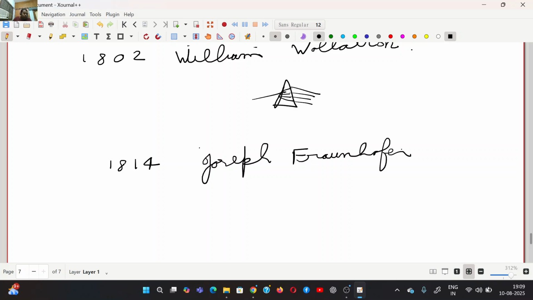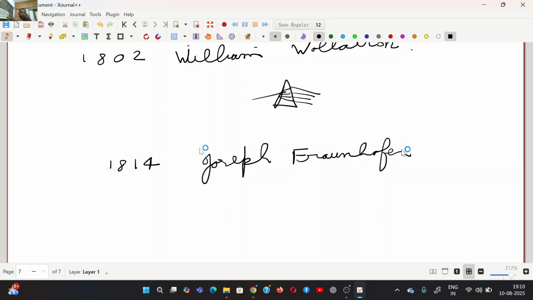There's a guy called Joseph Fraunhofer, a German scientist, a German optician to be more precise. He improved upon Wollaston's observation using better instruments like telescopes and high quality prisms. He mapped over 500 dark lines in the solar spectrum. These were later named Fraunhofer lines in his honor. He also noticed that some of these lines matched the light absorbed or emitted by known elements.